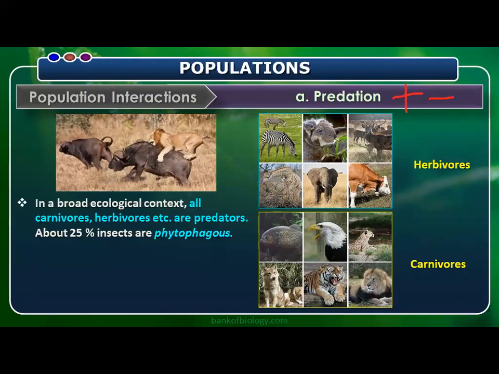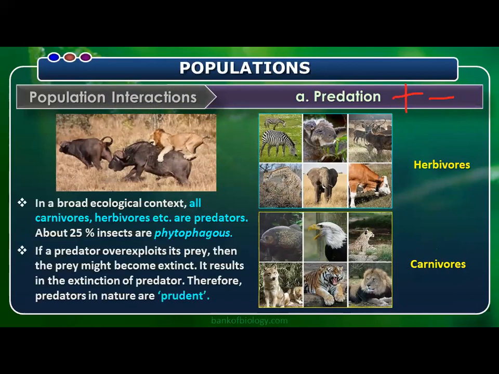In a broad ecological context, all carnivores and herbivores are predators. About 25% of insects are said to be phytophagous. If a predator overexploits its prey, then the prey might become extinct, which results in the extinction of the predator also. Therefore, predators in nature are prudent, they are intelligent. They don't kill all the prey at one time.